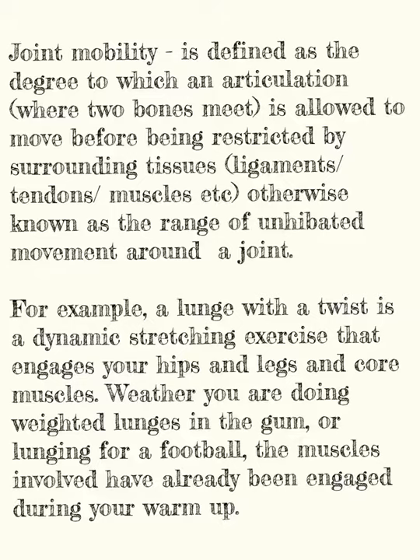Joint mobility is defined as the degree to which an articulation, where two bones meet, is allowed to move before being restricted by surrounding tissues, ligaments, tendons, muscles, etc., otherwise known as the range of uninhibited movement around a joint. For example, a lunge with a twist is a dynamic stretching exercise that engages your hips, legs and core muscles. Whether you are doing weighted lunges in the gym or lunging for a football, the muscles involved have already been engaged during your warm-up.